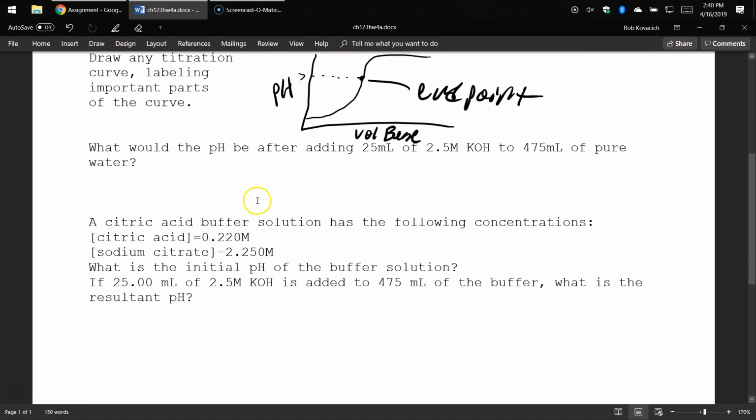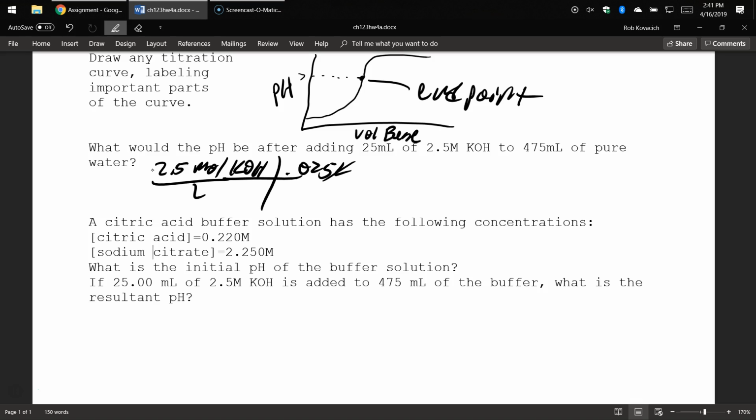What would be the pH of adding 25 milliliters of 2.5 molar KOH to 750 milliliters of pure water? So I need to know moles here. So I've got 2.5 moles per liter of KOH, and I have 0.025 liters. Liters cancel, and you end up with 0.0625 moles of KOH, and all I really care about is it's a strong base, and I've got 0.0625 moles of hydroxide.